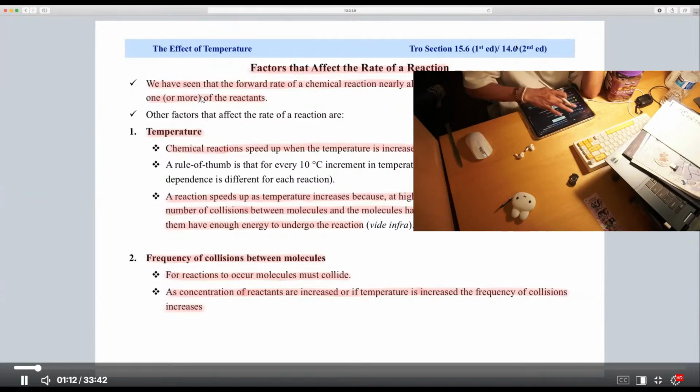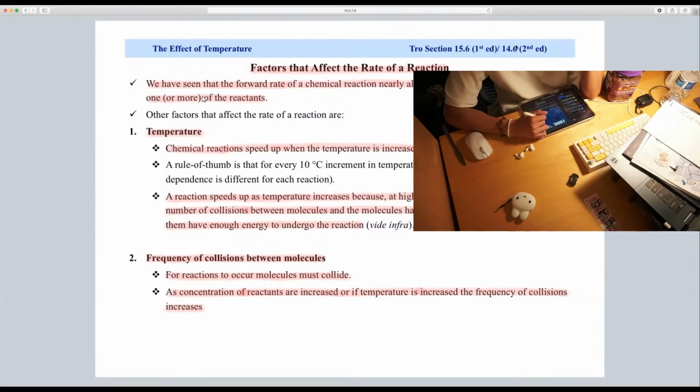And the more frequently they can collide with each other, the rate of the reaction increases. Remember, when we looked at each elementary step in a reaction mechanism, we said that each elementary step requires molecules to collide with each other. And so the more frequently they collide with each other, the faster the reaction will take place.